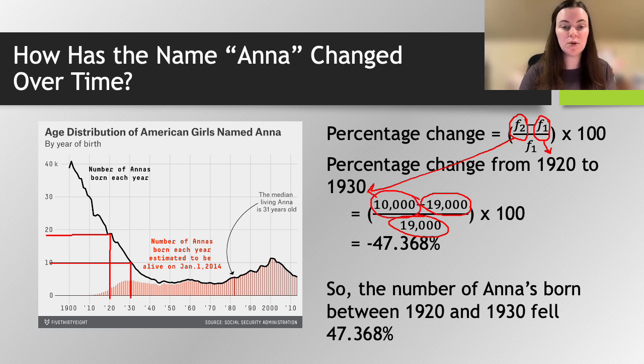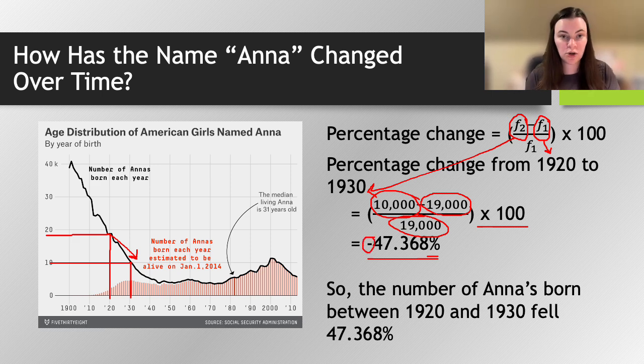So once I plug those in, I simply put in my F2, subtract it by my F1, and divide by F1, and then multiply that total figure by 100 so that it can be expressed as an overall percentage. And so once I plug in all my numbers here, I receive a total value of 47.368%. But we know that this is actually declined. And so it's important to note here that we actually have a negative value.